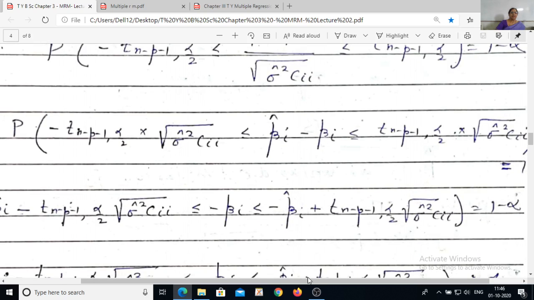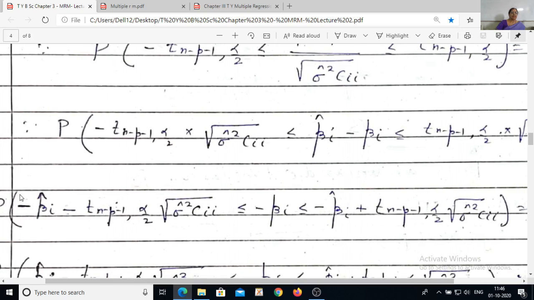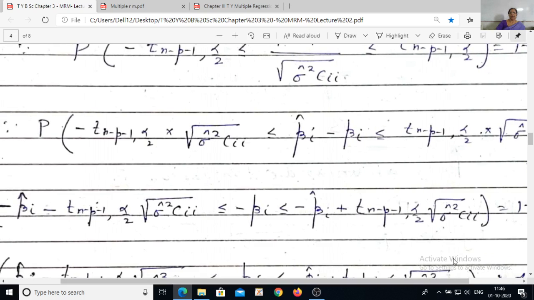So it will be minus beta I cap minus t n minus 1 n minus p minus 1 alpha by 2, and this particular thing sigma square cap CII is less than or equal to minus beta I is less than or equal to, let us take this beta on the left hand side. So it is minus beta I cap plus this thing t n minus p minus 1 alpha by 2 sigma square CII, and this probability is equal to 1 minus alpha.